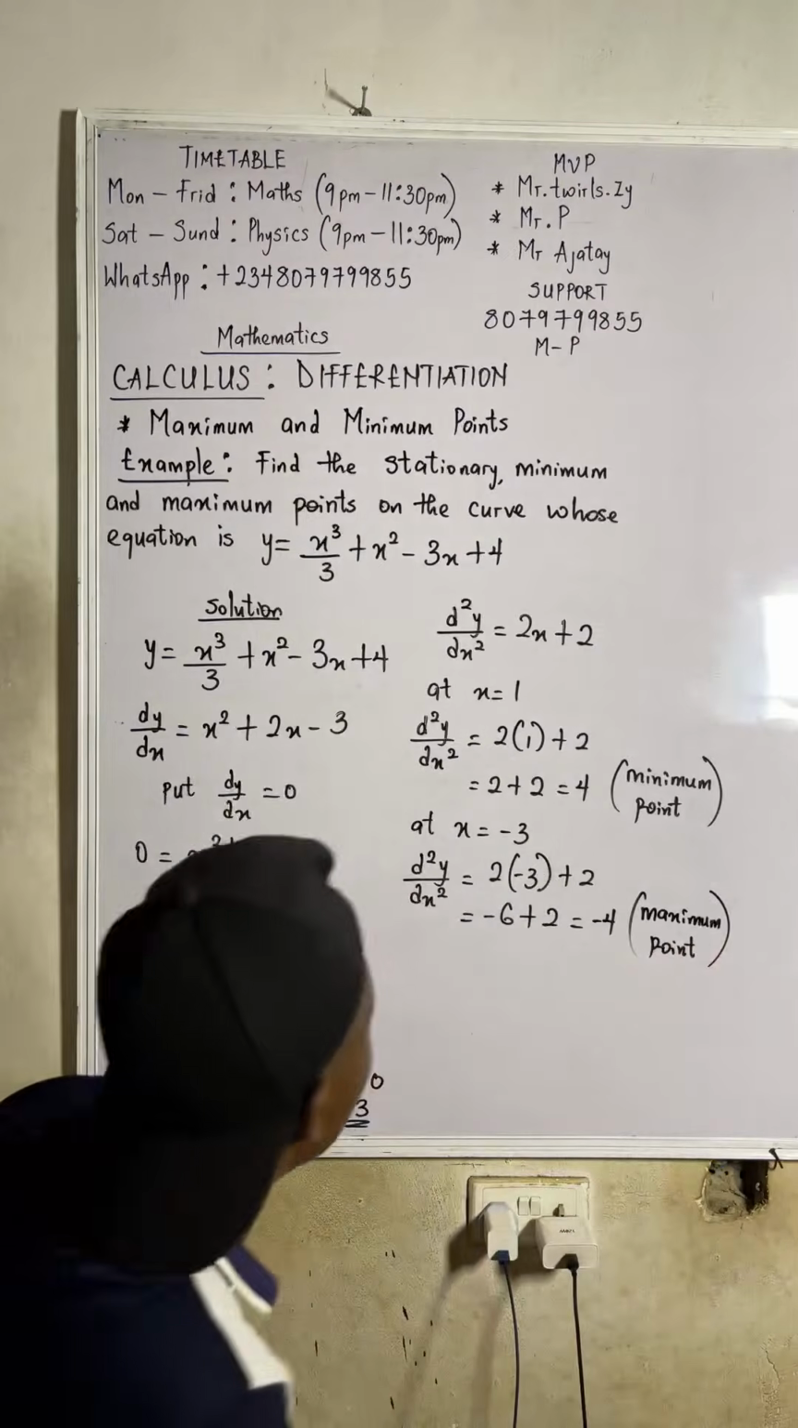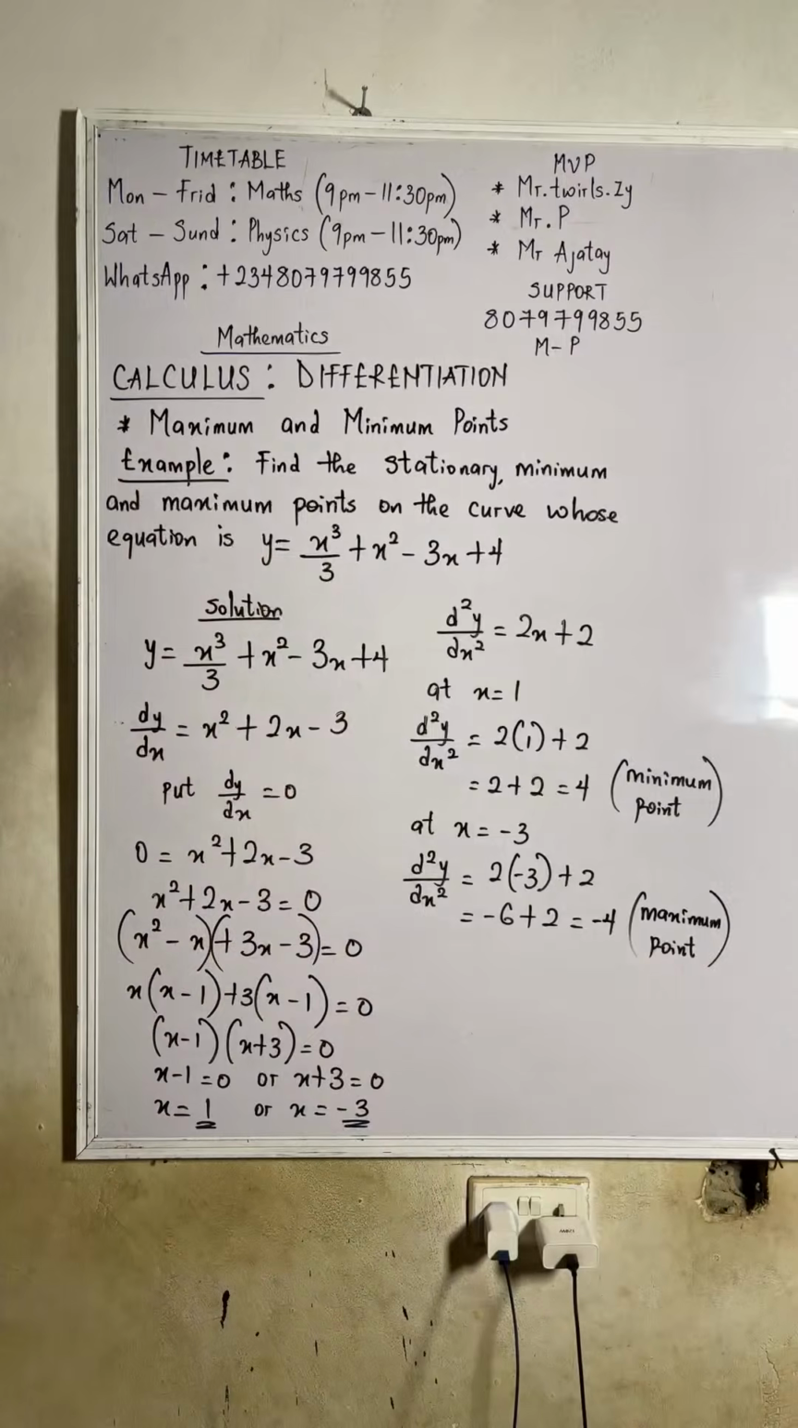So that is how you get your maximum and minimum point. That is how you understand. That is just how you get maximum and minimum point. Are we all clear? Oh, okay, yes. That is just how you get it.